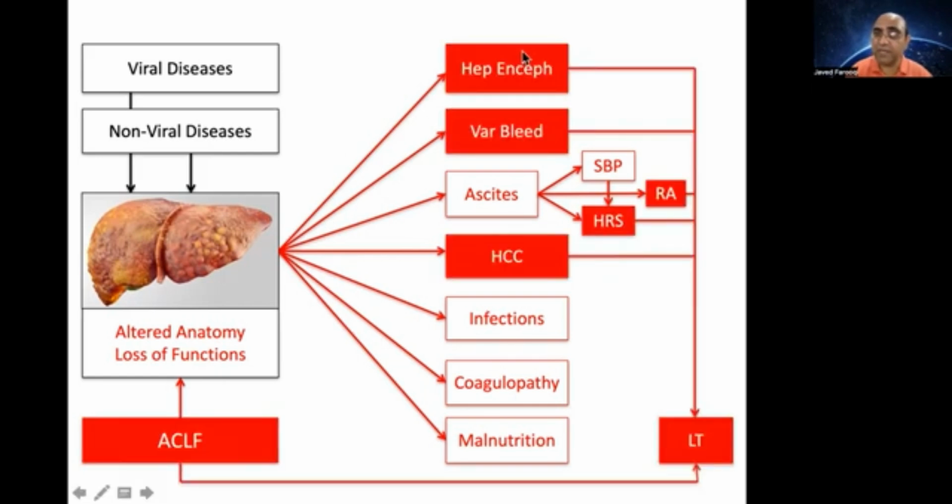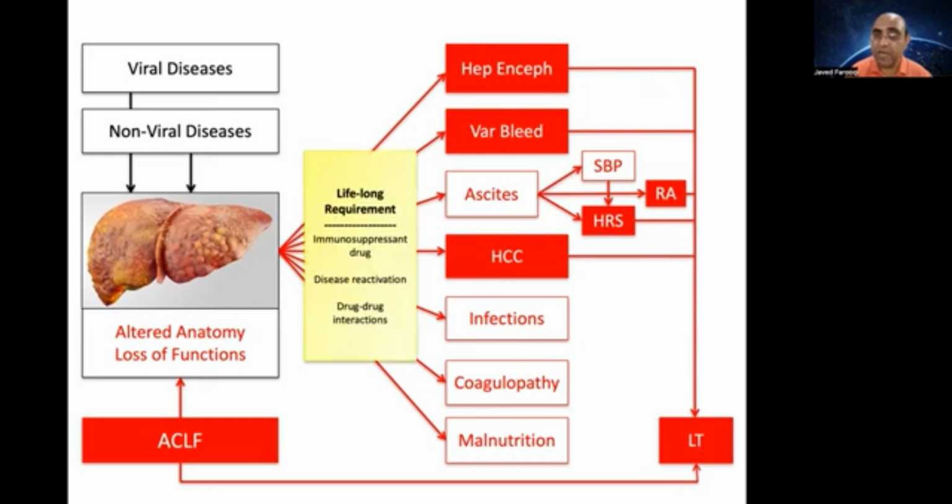We all know that if a patient has recurrent hepatic encephalopathy, refractory variceal bleed, refractory ascites or hepatorenal syndrome, or hepatocellular carcinoma which is within the range of surgery or cure, or has developed acute on chronic liver failure, all these patients do need liver transplant. So liver transplant is the ultimate solution for most of these patients.